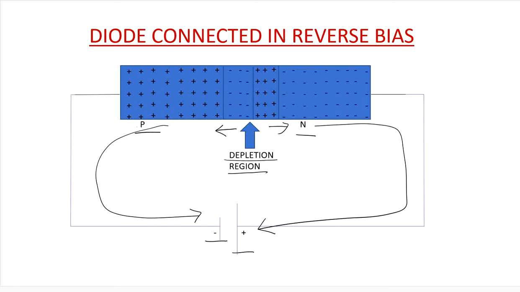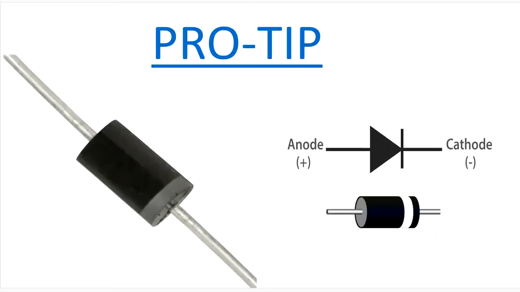Now this is the time to get the pro tip. As I have already told you, a diode looks something like a cylindrical body having a stripe at one end. So by looking at this, how will you be able to understand which one is its positive terminal and which one is its negative terminal? The terminal which has the stripe is the negative terminal of the diode and the other terminal is the positive terminal. Always remember that in the symbol this straight line is actually the stripe. So this is your negative terminal and this is your positive terminal.